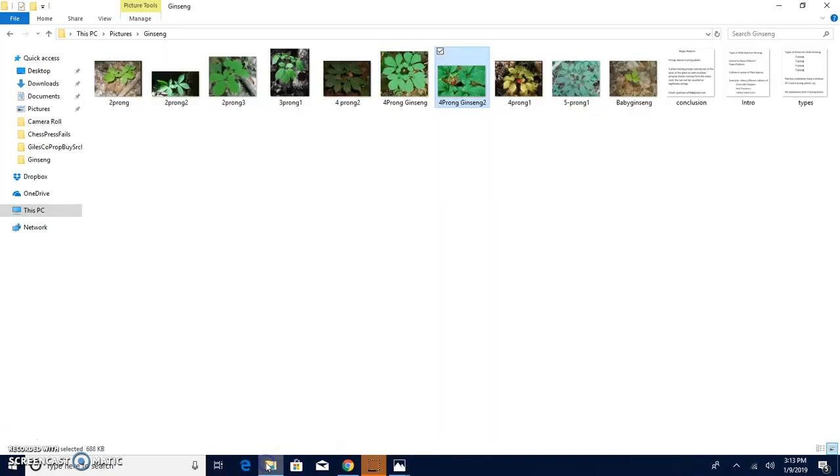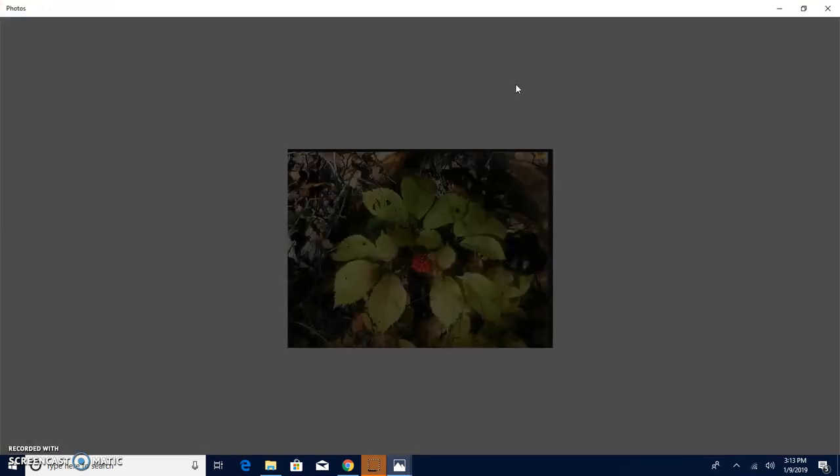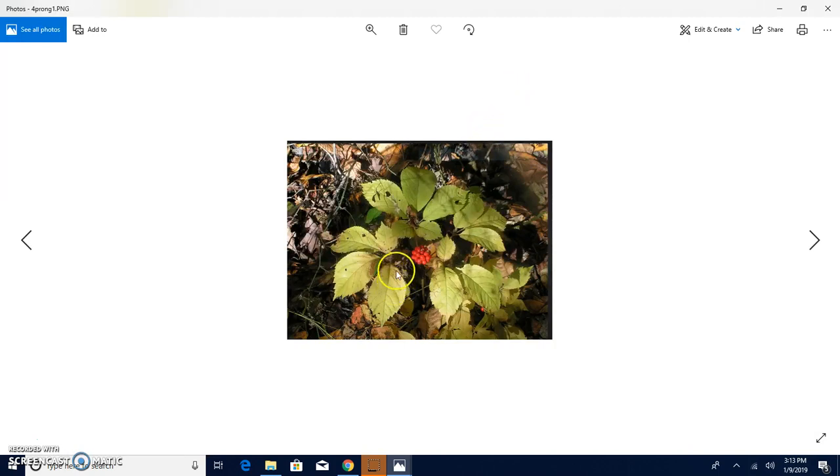Go on down and take a look at this. This is another 4 prong plant here. And this is in the late fall. This particular prong right here has already lost a few of its leaves, and the berries are all red, getting ready to fall off. But this is a legitimate 4 prong plant here.